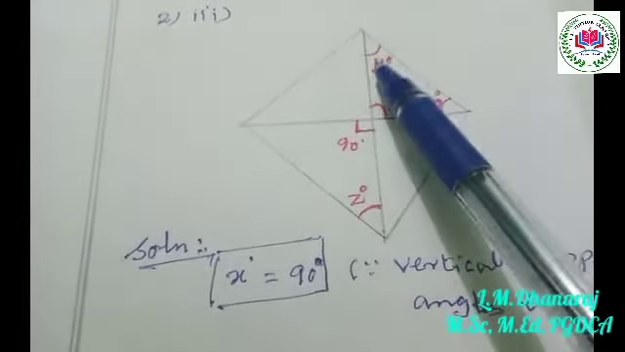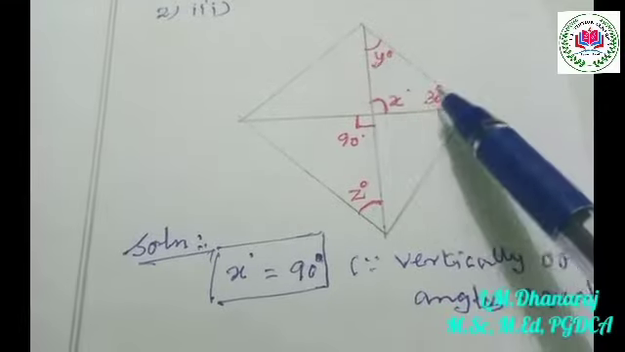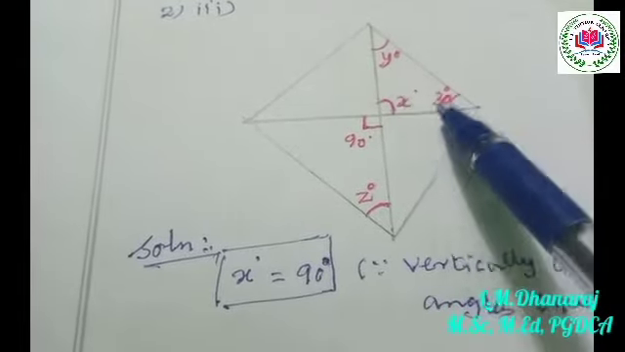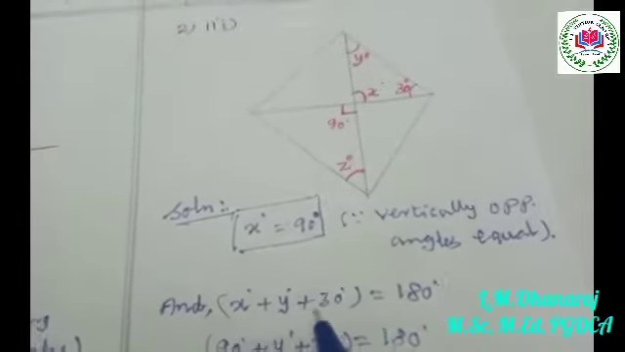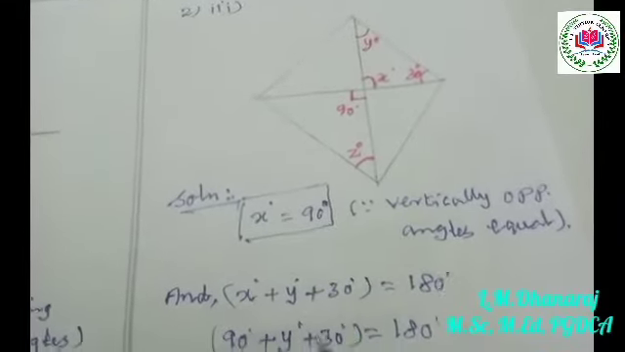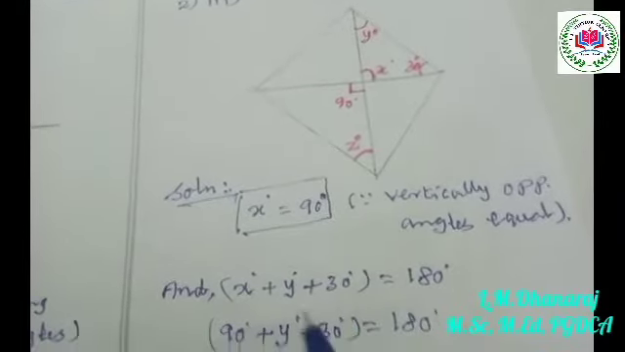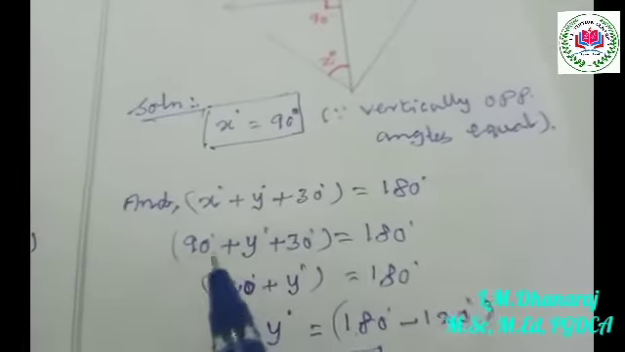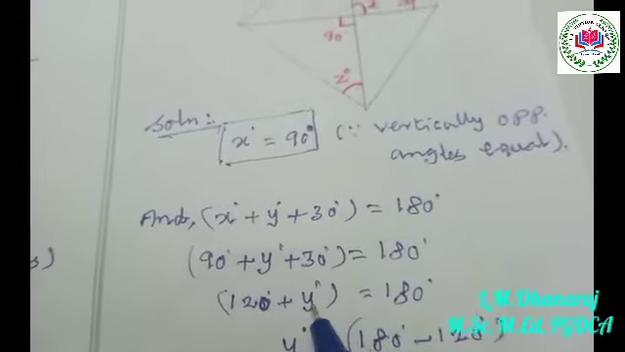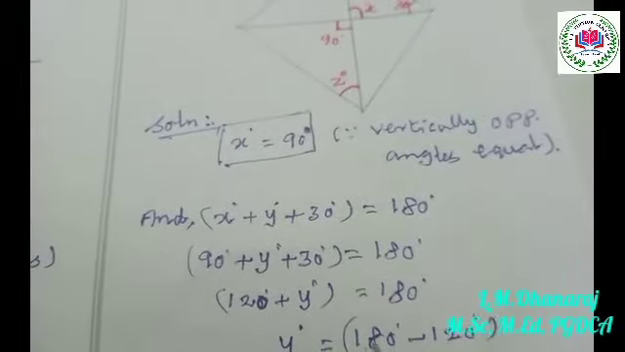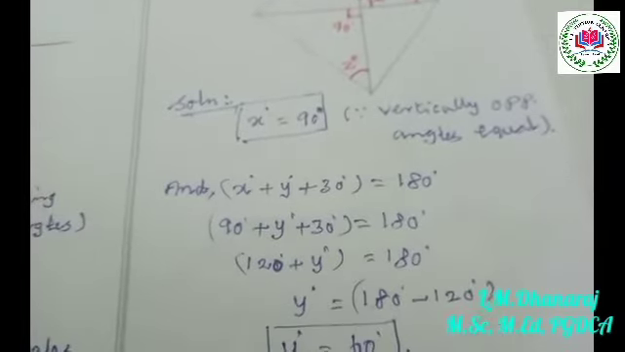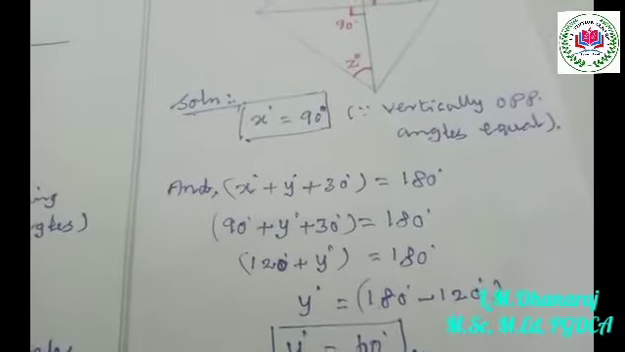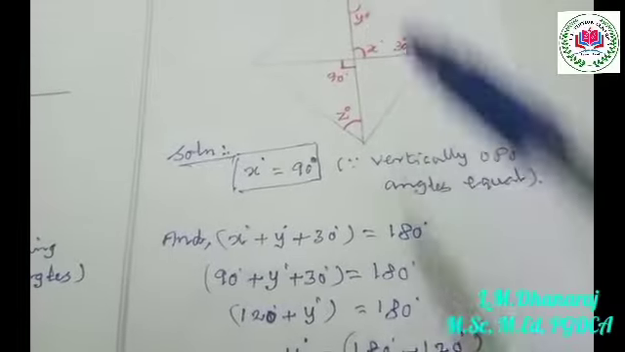Now let us consider this triangle. X degree plus y degree plus 30 degree is equal to 180 because the sum of the angles in a triangle is 180 degree. X degree we found already as 90 degree. So replace 90: 90 degree plus y degree plus 30 degree is equal to 180 degree. This implies 90 plus 30 will be 120 degree plus y degree is equal to 180. So y degree is equal to 180 degree minus 120 degree, which gives y degree is equal to 60 degree.